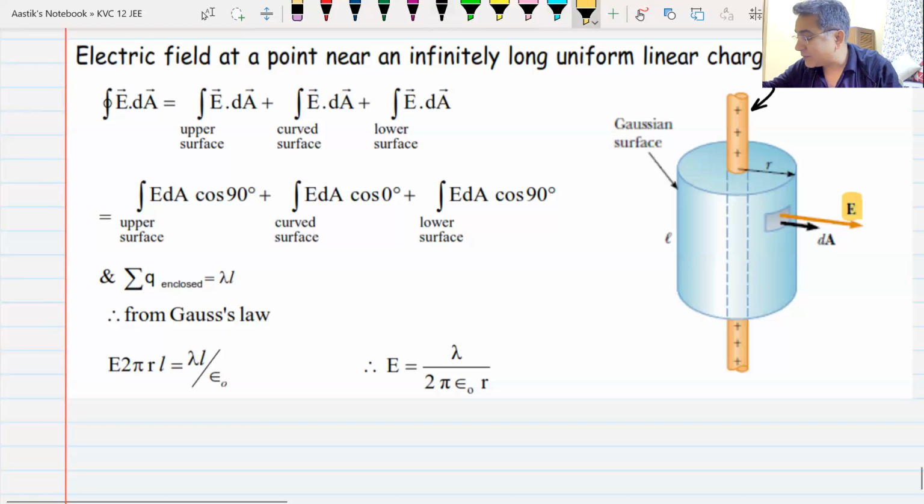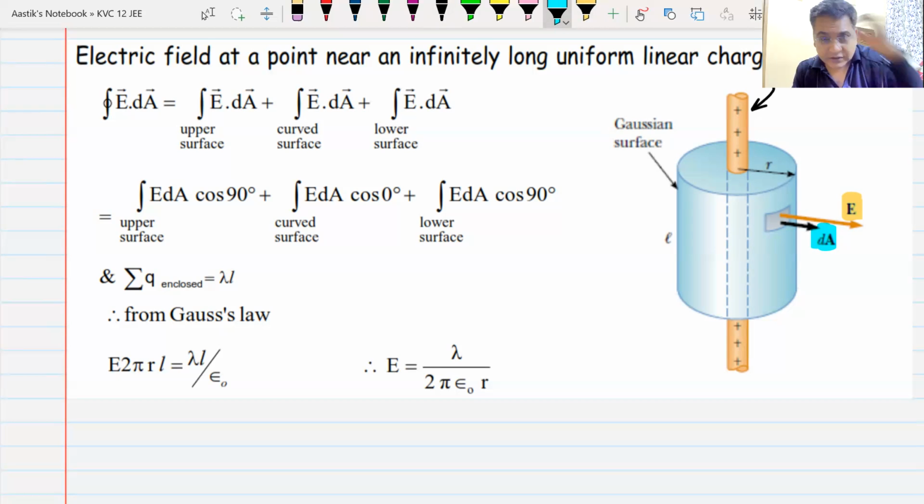See, they are also colorful people. They use all sorts of fancy colors. I like colors. So you see the electric field E and dA. What is the angle between electric field E and dA? It's 0. And that is why you can only find out electric field in very special cases, because you need a special case where electric field and area vector are in the same direction. So the angle between electric field and area vector is 0.